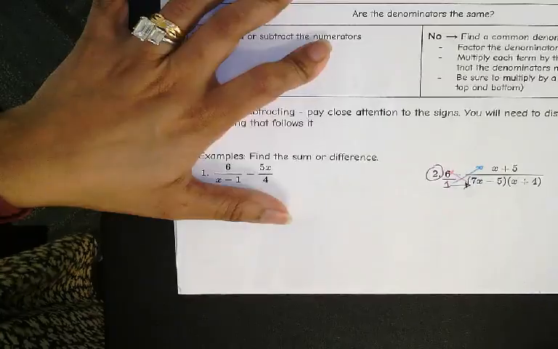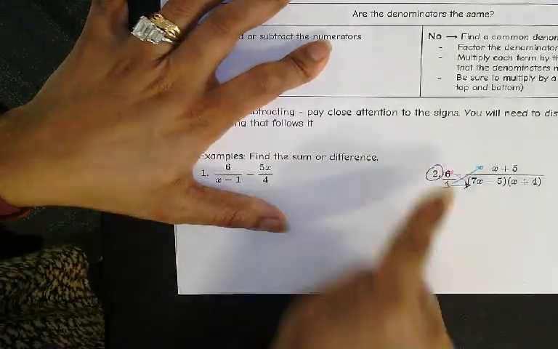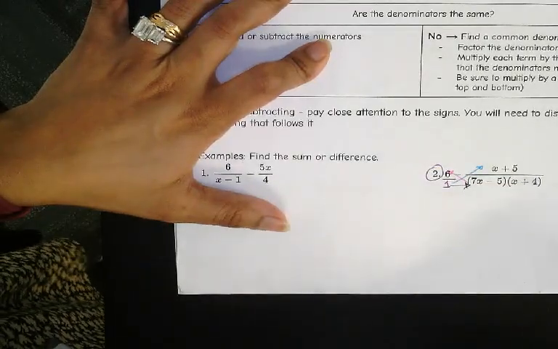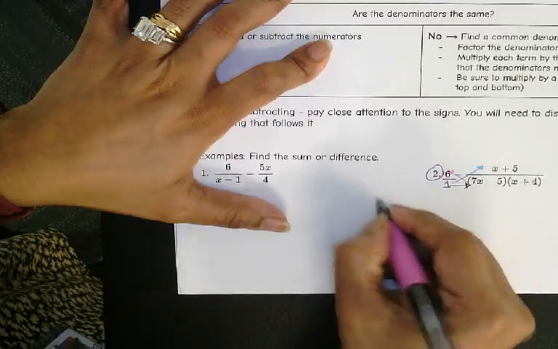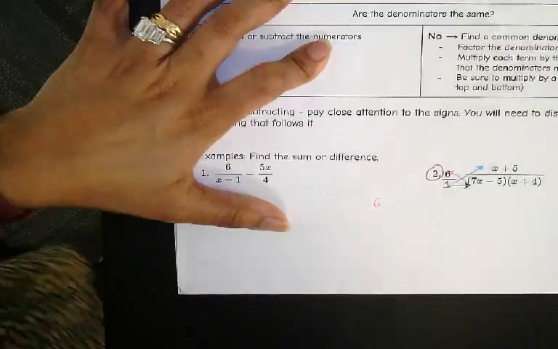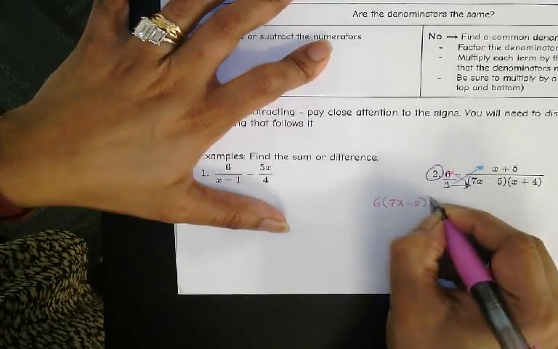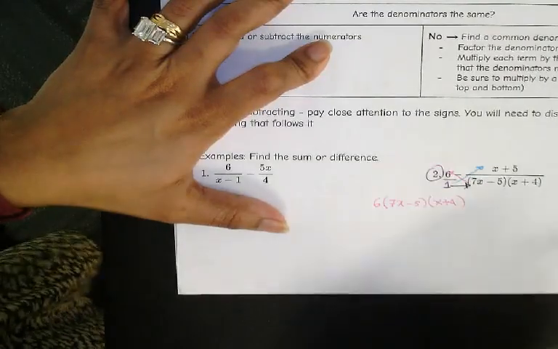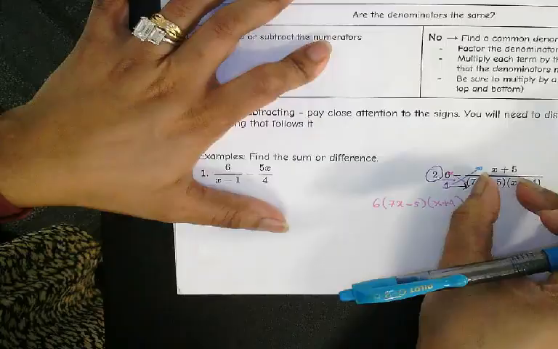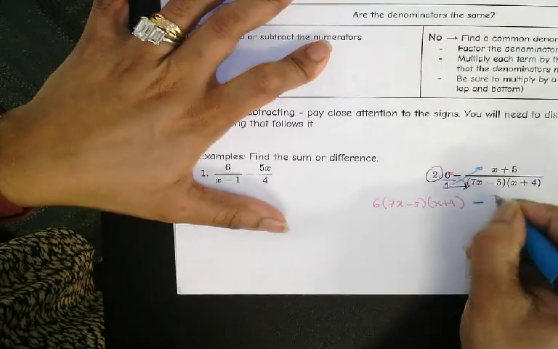The order matters. If you have a negative in the middle and you mess up the order, then it's not going to work. So the first one goes first, the second one goes second. Just keep that in mind. So I have 6 over here, so it's going to be 6 times whatever you have on the second denominator. So I have 7x minus 5, x plus 4, minus, I have x plus 5. That's going to go inside a parenthesis because it's a whole term together.